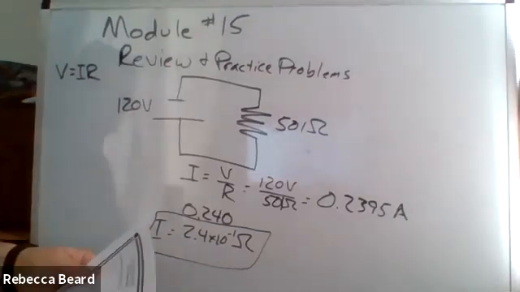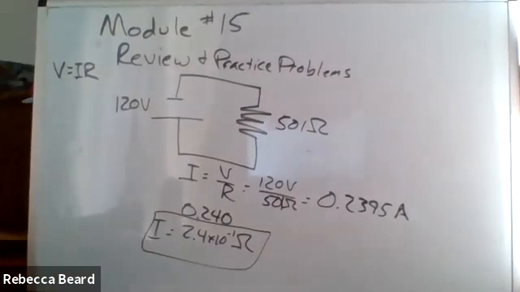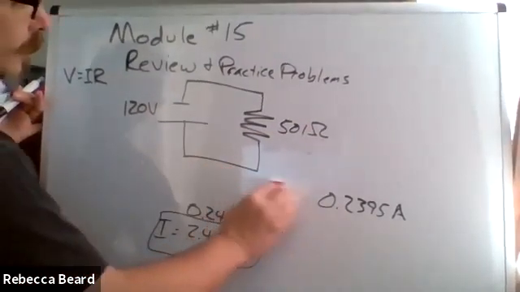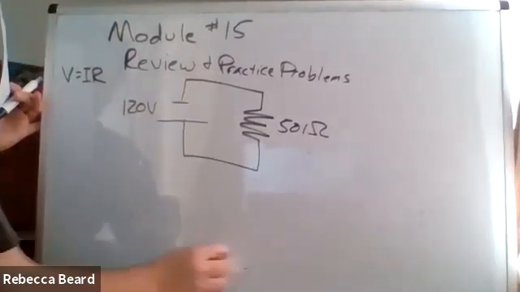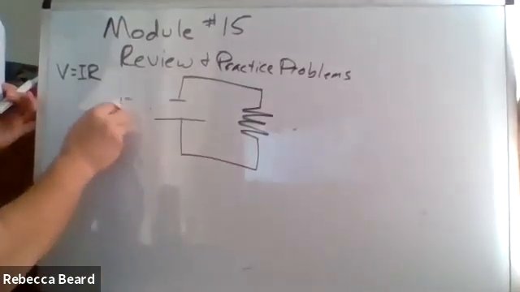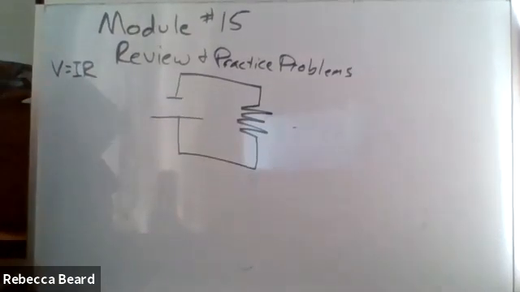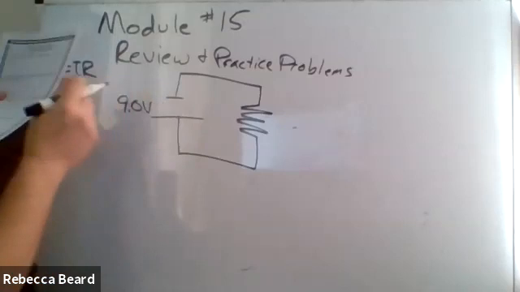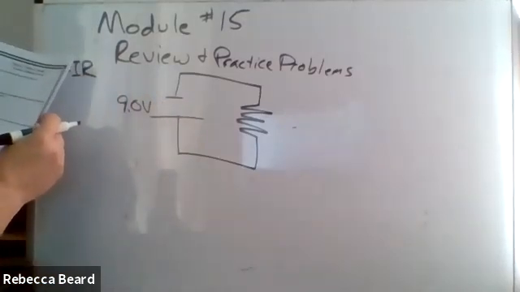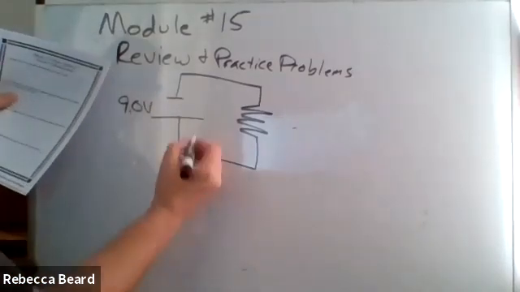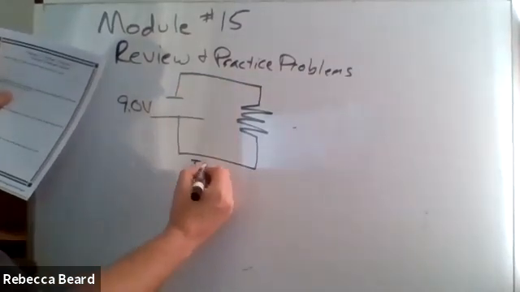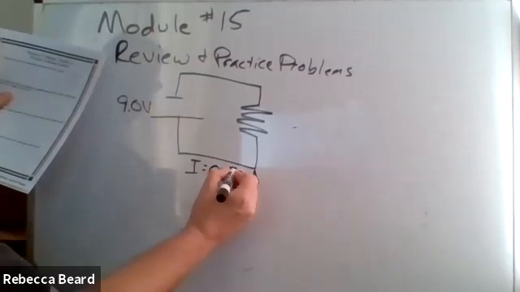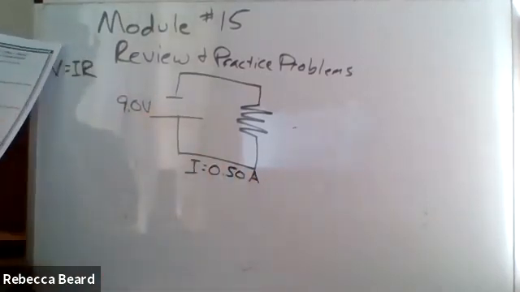Let's see. Number 2, a circuit is running on a 9-volt battery. Let's see if I can keep the same circuit up here or not. If we do a 9.0 volt battery, if a physicist measures the current to be 0.50 amps, so in this case, our current is 0.50 amps. What is the resistance?